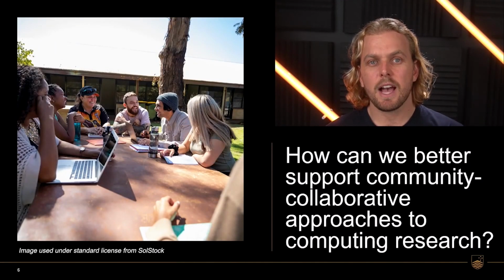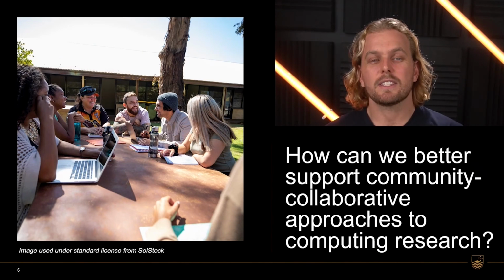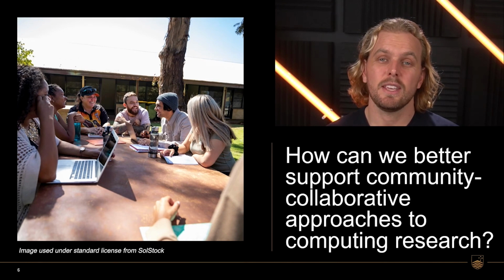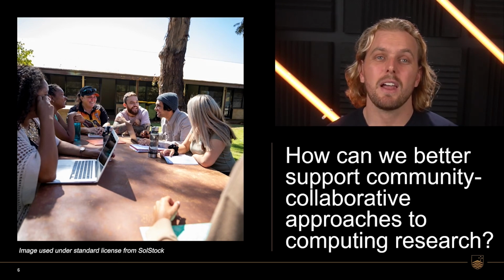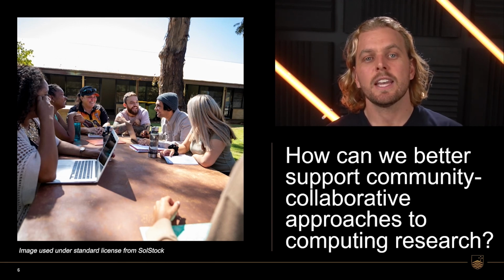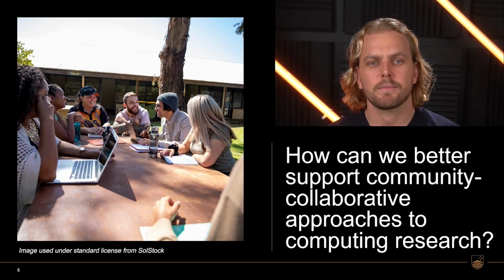So this study is about taking the pulse on research to date, but importantly, it's also an invitation. We want to invite the HCI community into a larger discussion about how to better support community collaborative approaches. In the paper, we argue that structural reform to the research and publication of this type of work in HCI is required to address the systemic disconnect discussed previously.